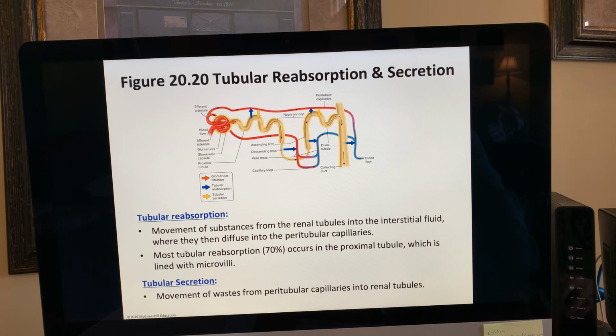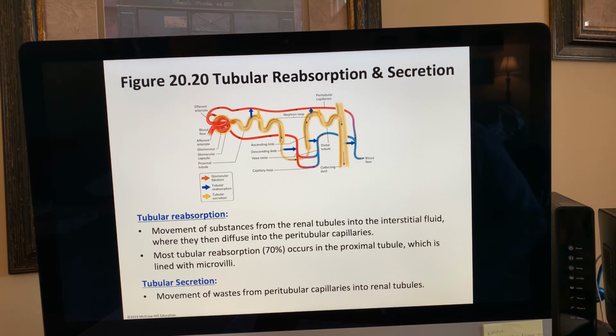Once substances are filtered into the nephron, the glomerular capsule or Bowman's capsule, they then enter the proximal convoluted tubule, followed by the descending, then the ascending loops of Henle or the nephron loops, then the distal convoluted tubule. And it's in these tubules in which the processes of reabsorption and secretion occur. Reabsorption is taking substances that have ended up in the tubular system and pumping them out into the peritubular capillaries. This is stuff that has been filtered into Bowman's capsule that you want back.